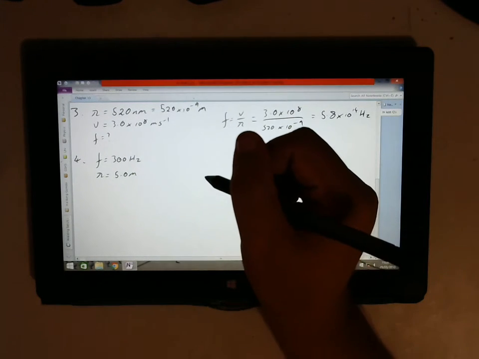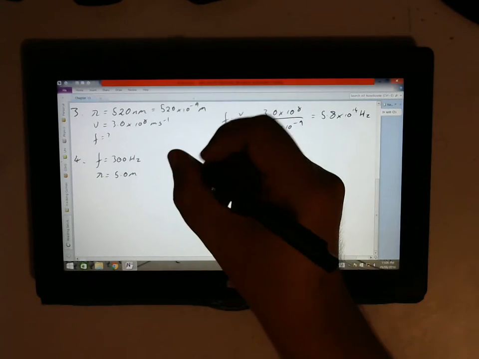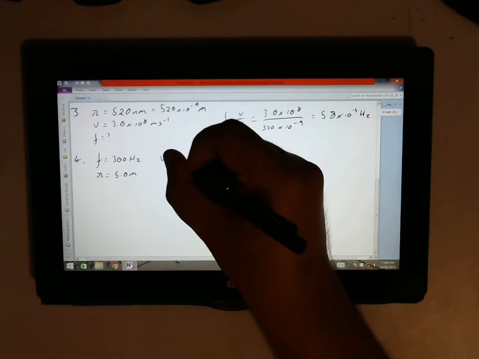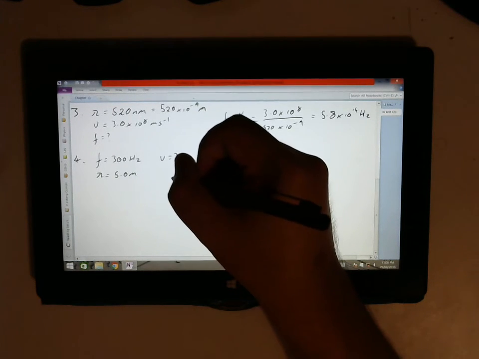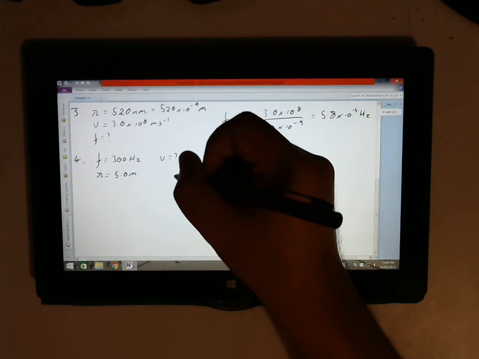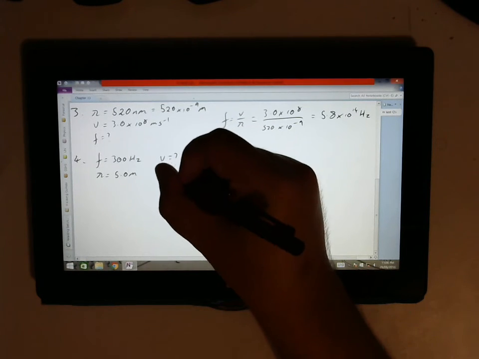And we're after two things this time. So we need our speed, our velocity of our wave. It's moving in a straight line, so speed and velocity is the same thing. And what is the period? Now the symbol for period, remember, is capital T.